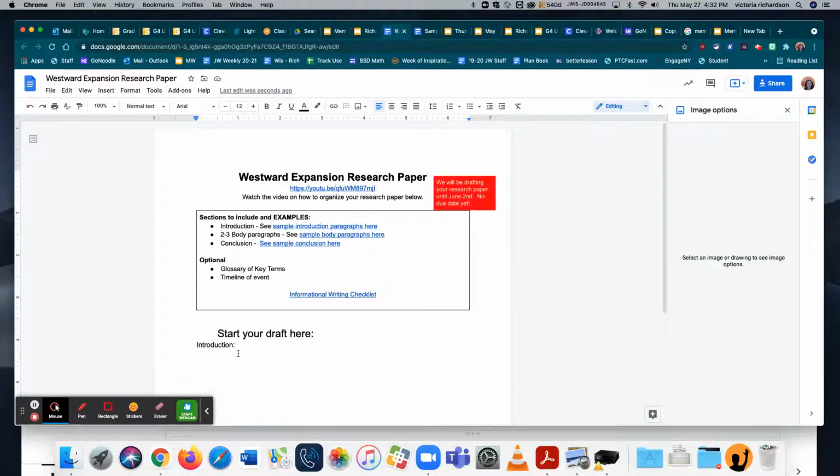So once I'm done with the introduction, if I want to look at what a sample body paragraph looks like, I can if I have some extra time. Otherwise, we'll talk about it on Tuesday.